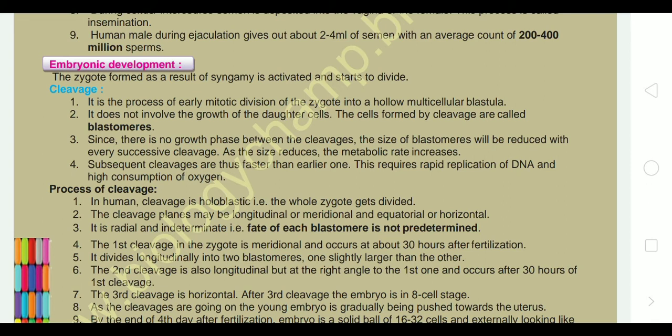Since there is no growth phase between the cleavages, the size of blastomeres is reduced with every successive cleavage. As the size reduces, the metabolic rate increases because it needs more energy just to keep dividing and redividing. Subsequent cleavages are thus faster than the earlier ones. This requires rapid replication of DNA and high consumption of oxygen. That's why they cannot store food material, and their metabolic rate is high.